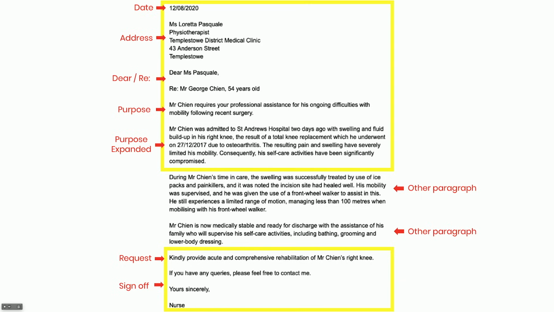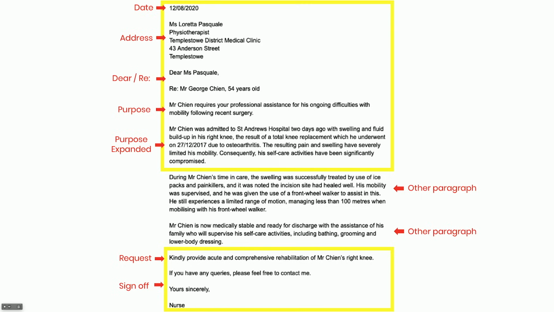And the sections will pretty much always be like this. I mean, the date, for example, can change places, but this is the structure that you should use. So right at the top, we have the date, and that date will be the date of your exam. This will not be the date of the transfer of the patient or the discharge of the patient, etc. Again, it will be the date of the exam. Below that, we have the address. This includes the recipient's name, their title, i.e. physiotherapist, and the address of their clinic or the hospital, etc.